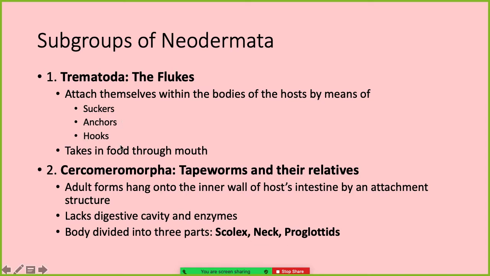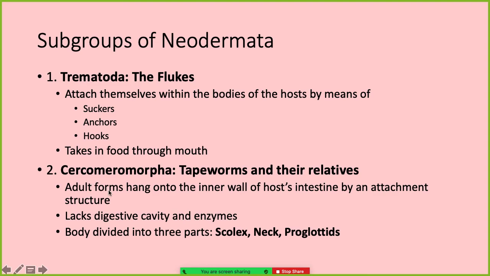The suckers, anchors, and hooks, they are not considered the head. A lot of people think that that's the head of the organism. It's not. They also have a specialized attachment structure called the scolex. It's got 4 hooks and 4 suckers or a hook. But again, the scolex is not part of the head. And you'll see that down here with the tapeworms too, scolex, neck, proglottids.